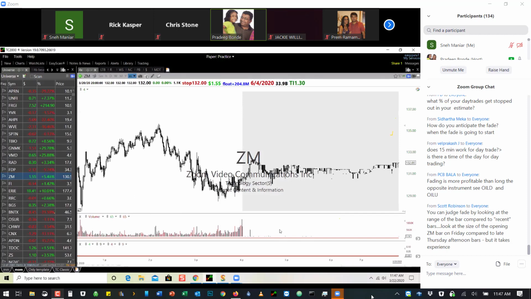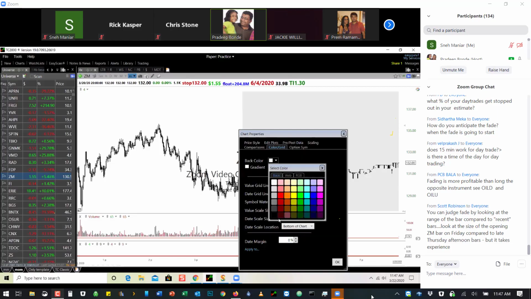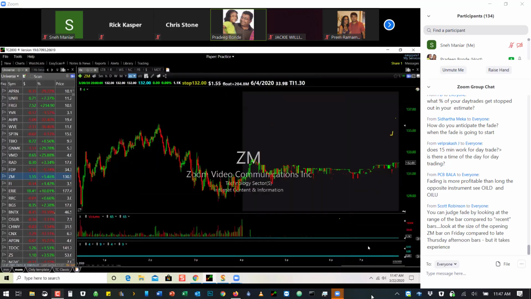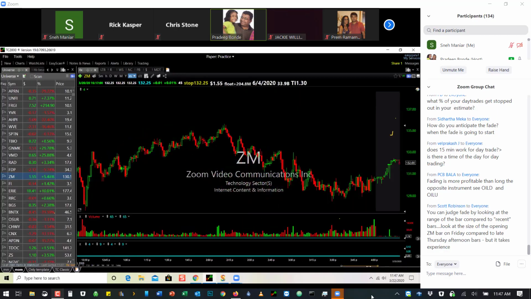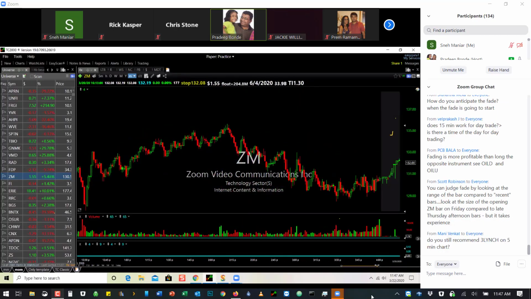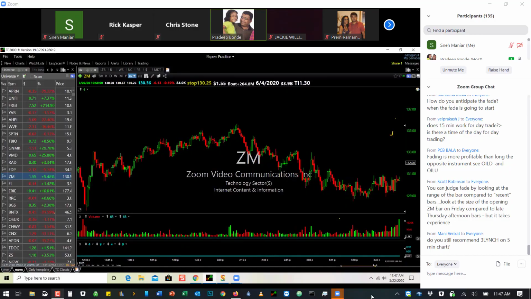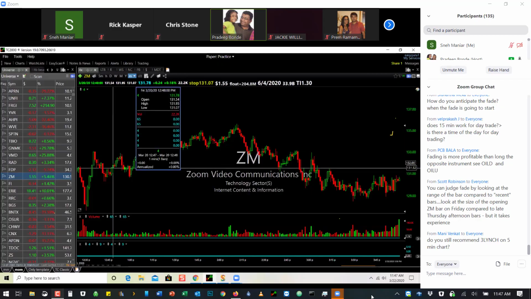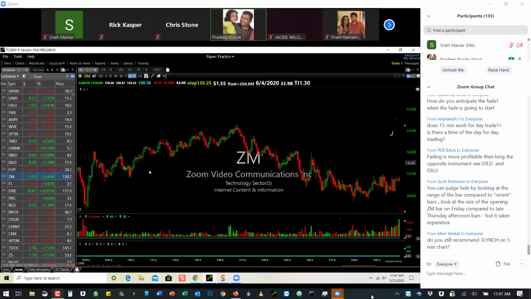So let's take this and edit chart properties, make it black. Let's take this out, okay? So this is the close. And look at these moves intraday. You'll see better that if something starts going up, there's a fade. And that fade wiped out your 3 or 4 candles of profit.